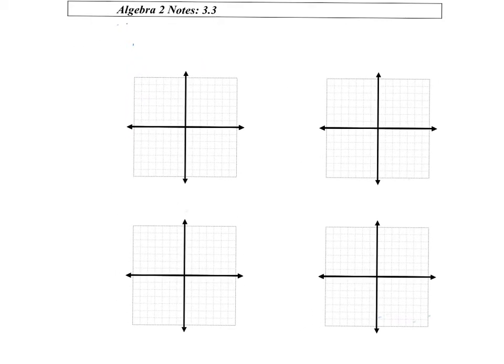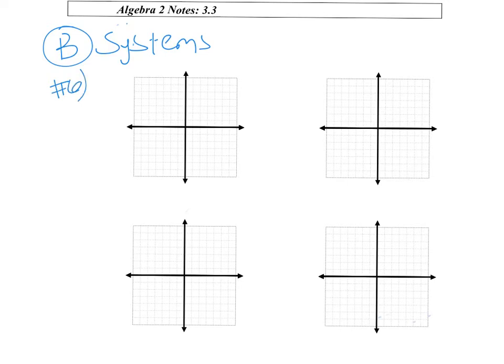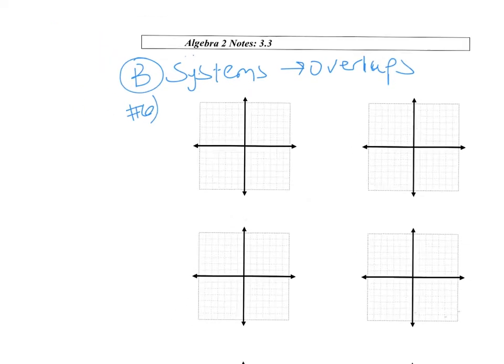Now, what we're going to do now is part B, and we have some systems to do. So, you know what we're going to do? We're going to do 2 graphs in one. So every problem's twice as long. Okay. Here we go. Number 6. And we're looking for overlaps here. So we're going to graph one of them, and then we're going to graph the other, and we're going to find out where they overlap.